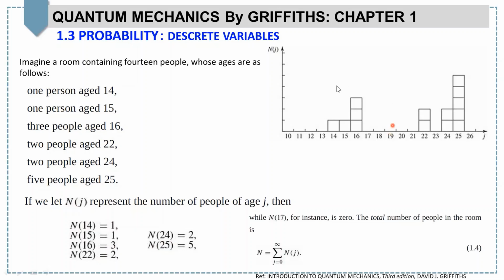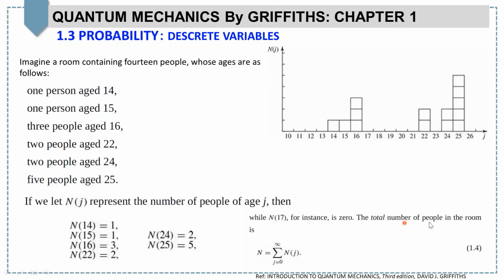You can see there is a systematic histogram for all of the ages. Here is one box for 14 because we have only one person of age 14. Similarly for 15, and you may see that there are five boxes for the age of 25 because we have five people of age 25. You can also see we have no boxes for 17, 18, 19, 20. So N(17) is 0.